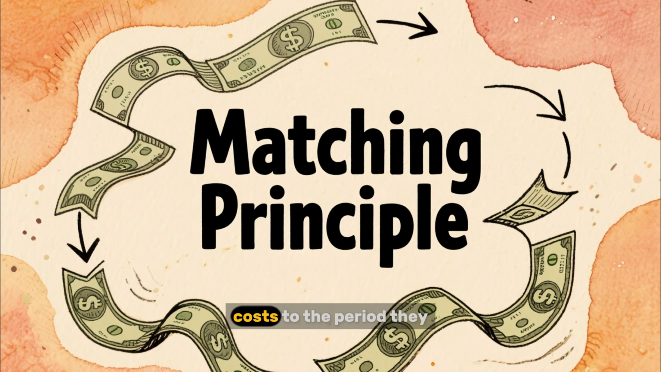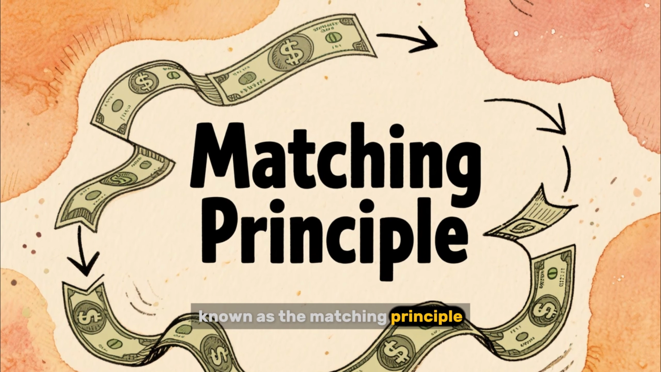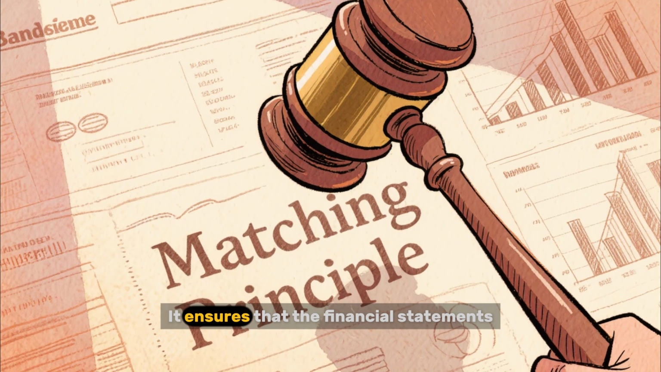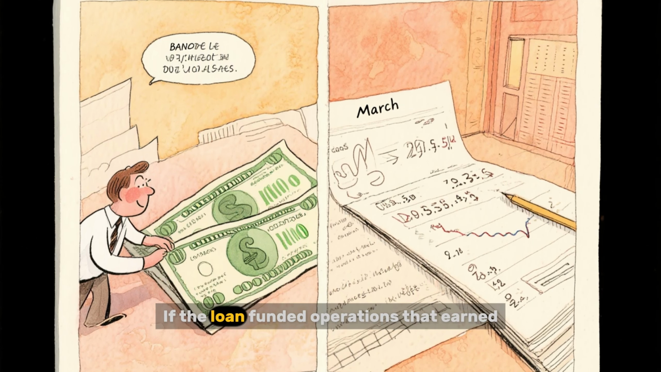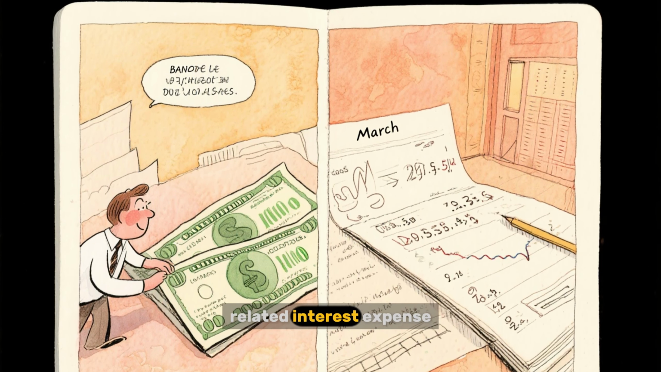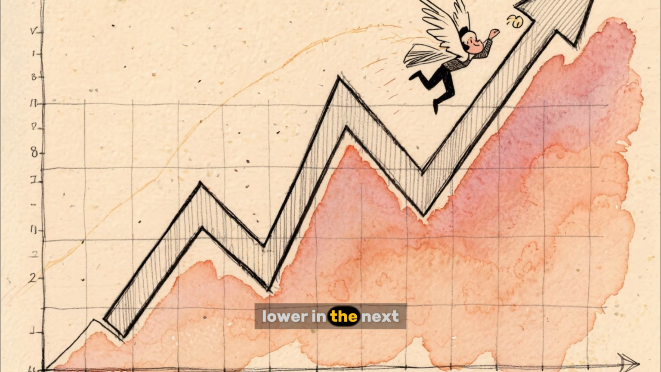This process matches costs to the period they belong to, a concept known as the matching principle. The matching principle is what makes accrual accounting so powerful. It ensures that the financial statements reflect reality rather than timing. If the loan funded operations that earned revenue in March, then March should also include the related interest expense. Without that adjustment, profits would appear inflated for one period and lower in the next.